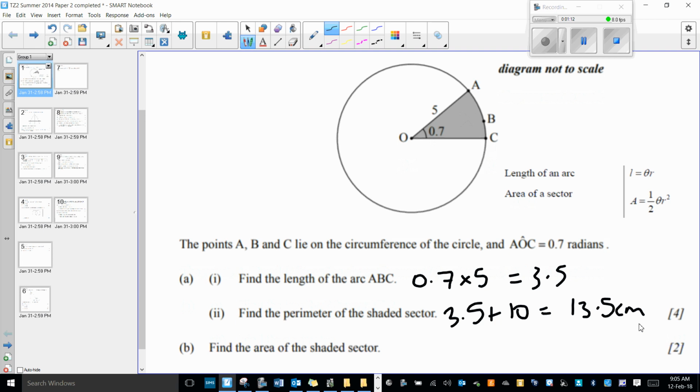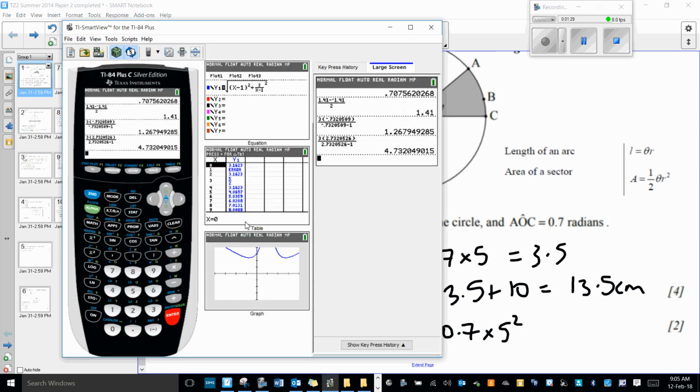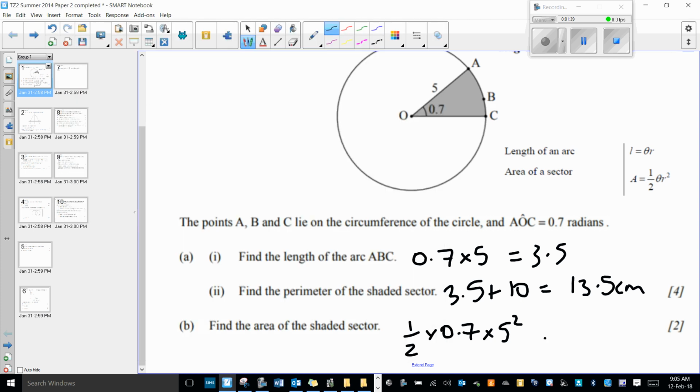Find the area of the shaded sector, so area is a half theta r squared. Again the theta has to be in radians, so that's a half times 0.7 times 5 squared. So 0.5 times 0.7 times 5 squared is 8.75. And that's obviously centimeters squared because it's area.